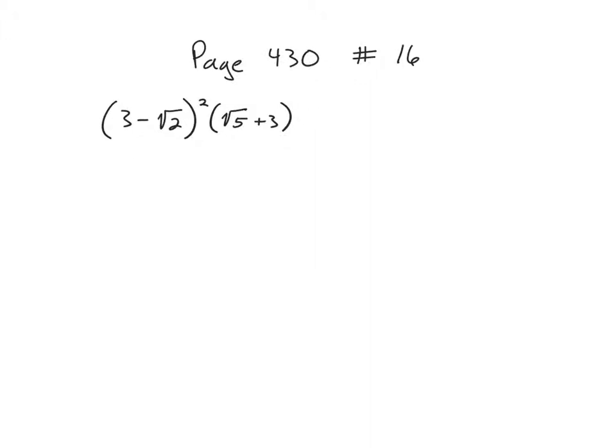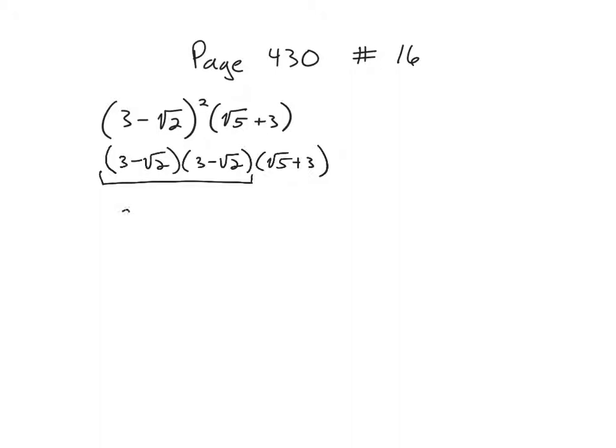Hi there, this is page 430, number 16. The first thing I want you to notice is that I have a square here, and we know that when we square something, it just means to multiply it times itself. So I'm going to write it down: 2 times 3 minus radical 2 times 3 minus radical 2 times radical 5 plus 3. So now it looks like I've got 3 binomials. So you've got to choose. I'm going to multiply these two together first, and when I do that, I'm going to use FOIL.